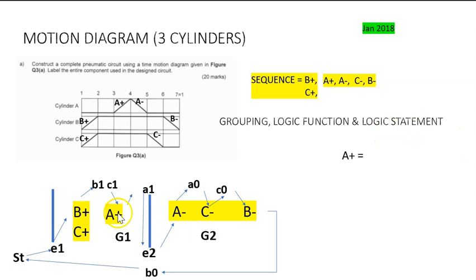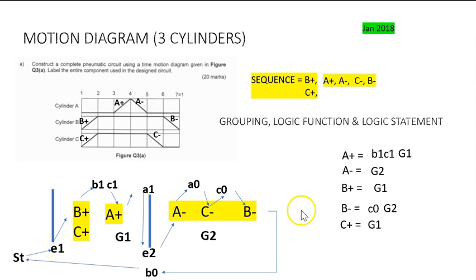We start with the A plus. A plus going backward is B1 C1 group 1, and then A minus is E2, so we have to replace E2 with G2, and then B plus going backward we have E1, so we're going to replace it by G1. B minus is C0 G2, and then C plus. C plus is E1, so it's the same as B1 here, so E1 we replace with G1.